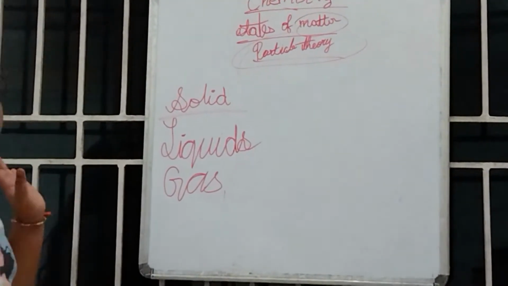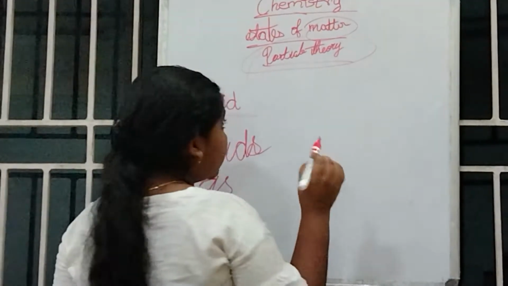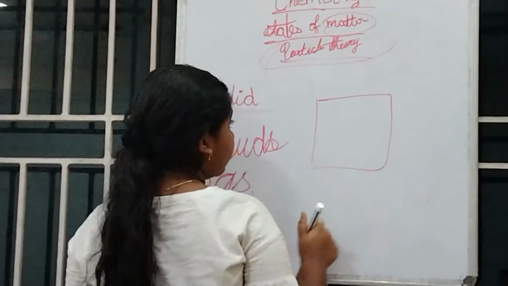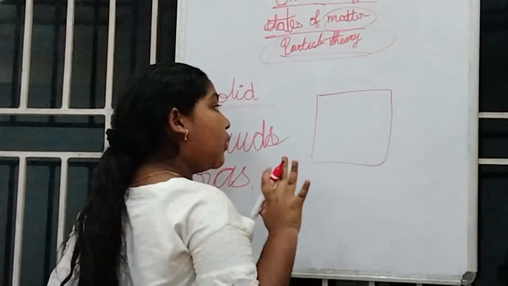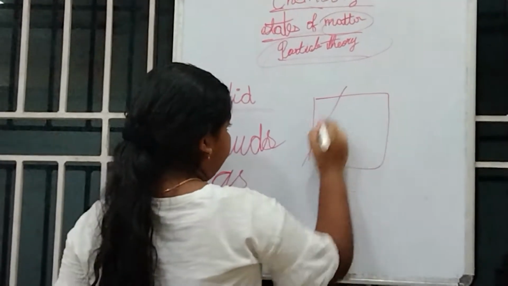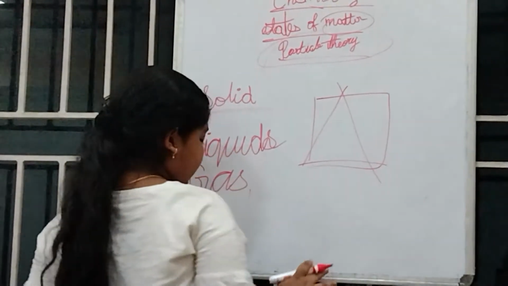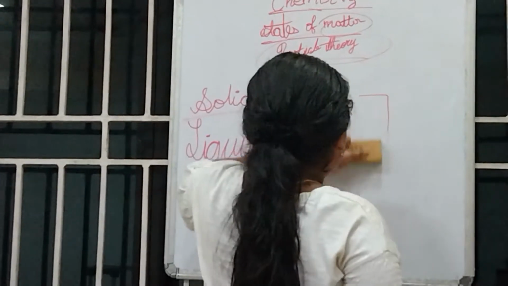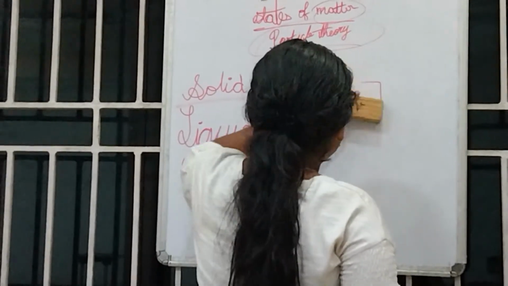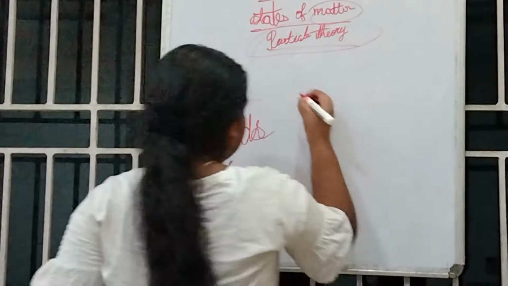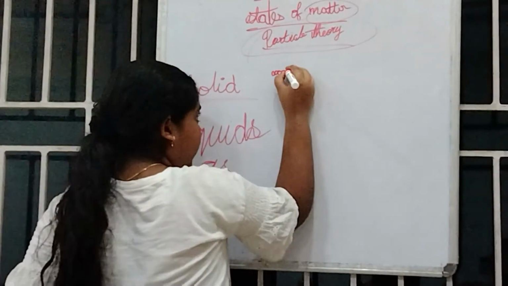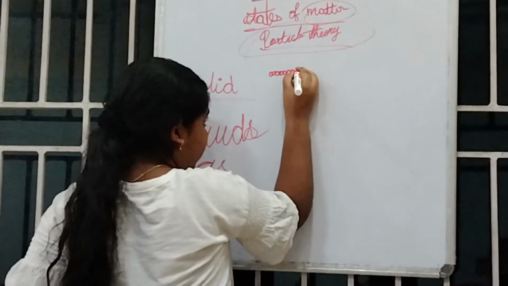Solid has a rigid shape. Like if the solid is a square shape, it will stay like this. It won't change into a triangle and so on. And the solid's particles will be so near, so close, touching together.